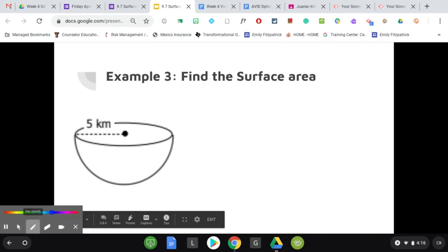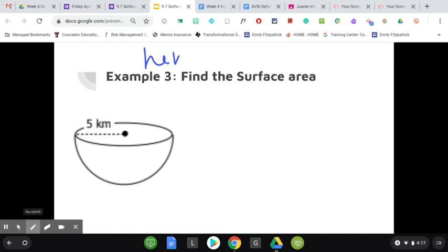Here it is. So a hemisphere is just half of a sphere. Let's see if I can write hemisphere up here. And it's legible. Okay. Hemisphere. The formula for a hemisphere is a little bit different. It's not 4 pi r squared. It is 3 pi r squared.